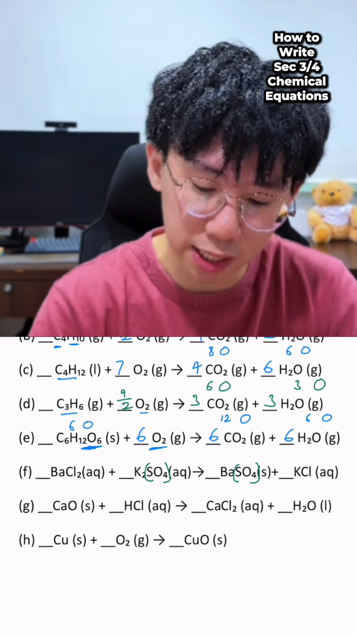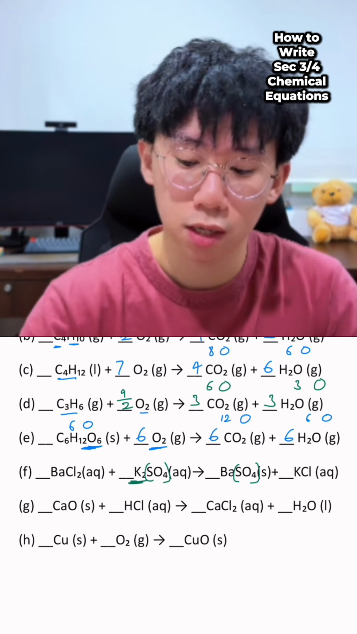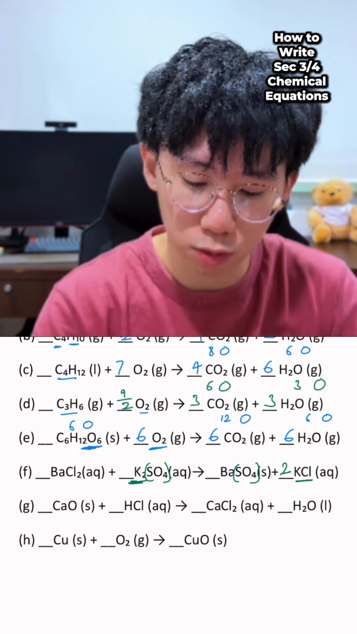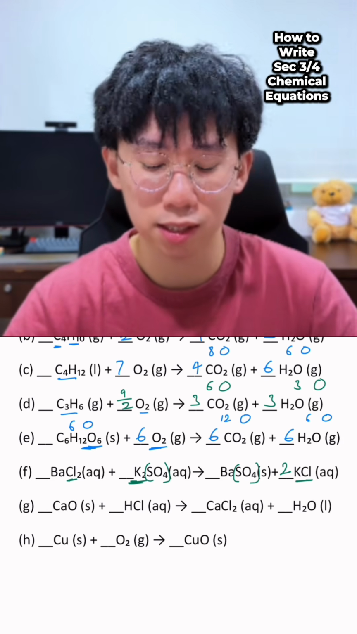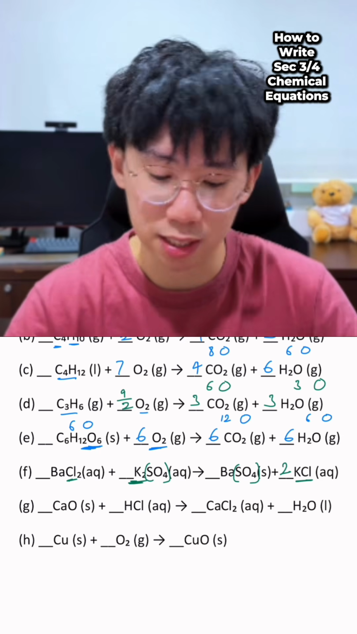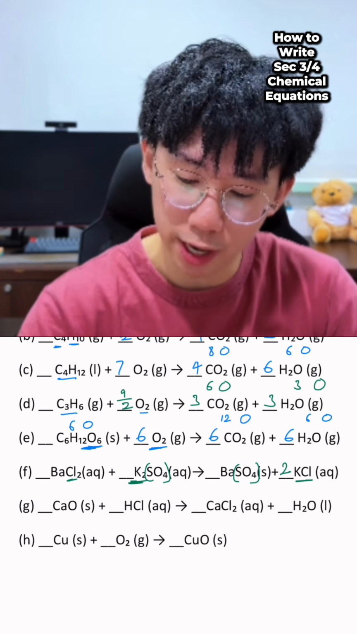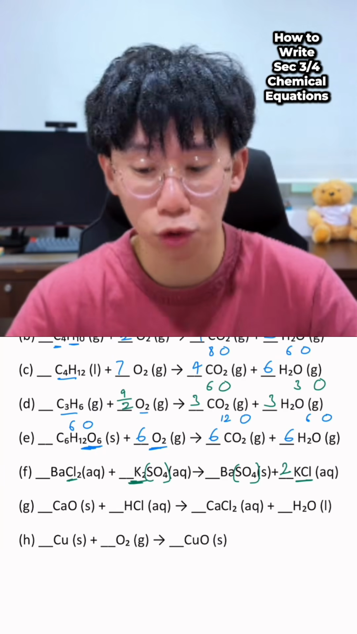What you want to care about is this potassium over here. There's 2 potassiums, so there's most likely a 2 over here. This 2 will mean there's 2 chlorines, which is balanced over here, and you realize this actually already balances this whole equation very nicely. Okay, next you have calcium oxide plus hydrochloric acid to give calcium chloride and H2O.